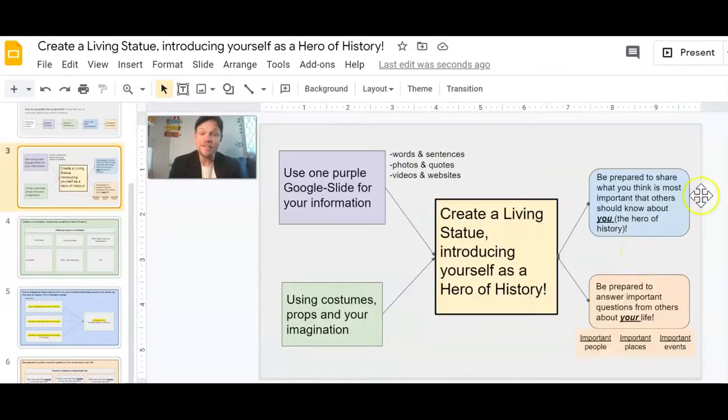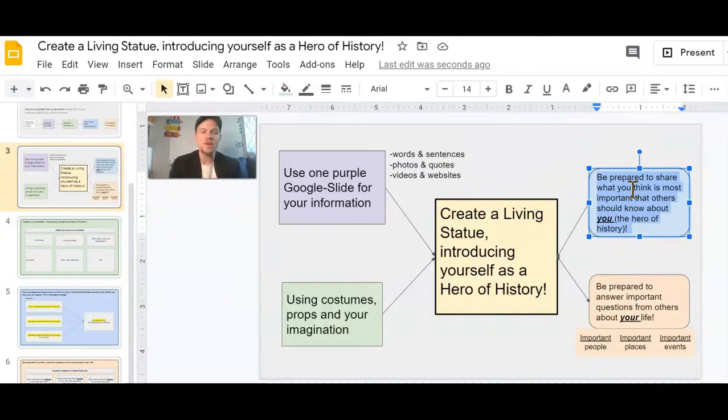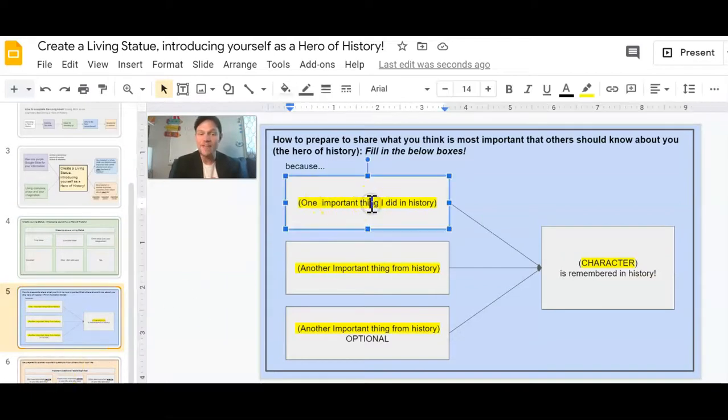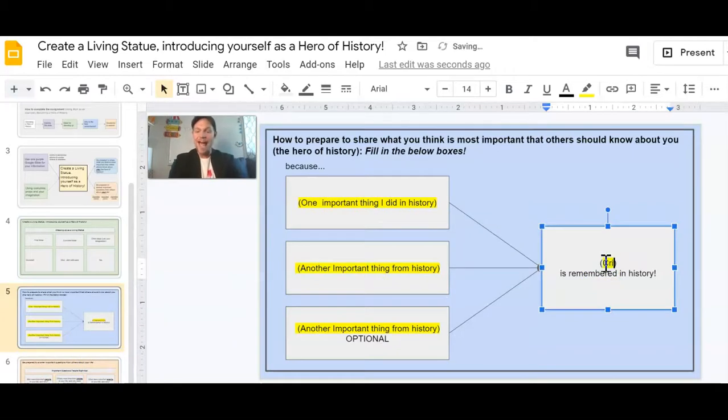Okay, so now what I needed to do was think, what was the most important thing that Crispus Attucks did? If I was going to become that person, I want to be able to share, why is it super important? Well, this slide right here can give me some ideas. And so what I'm going to do is I'm going to write in the ideas of what was most important as to why Crispus Attucks was remembered. So that's what I'm going to do right now.